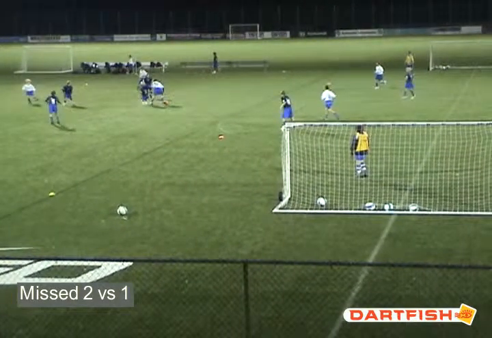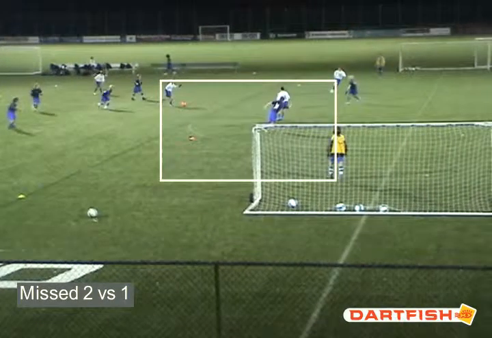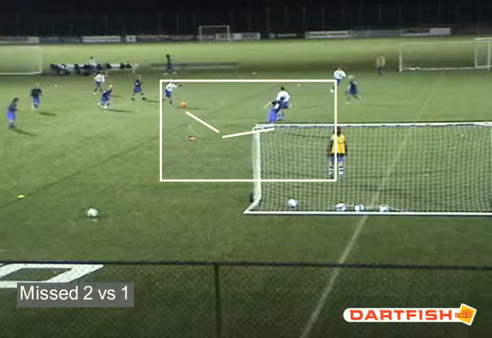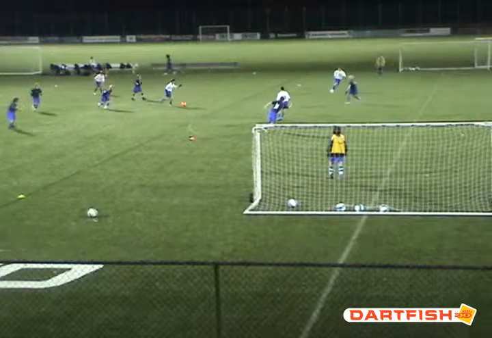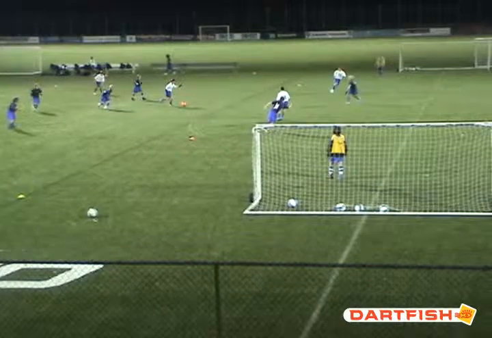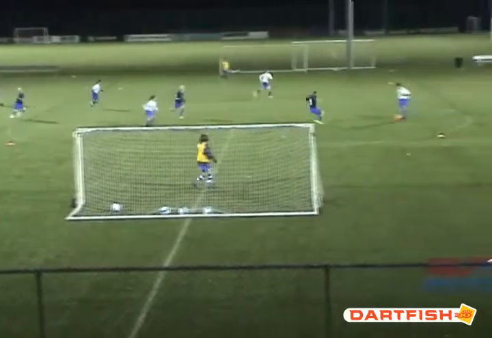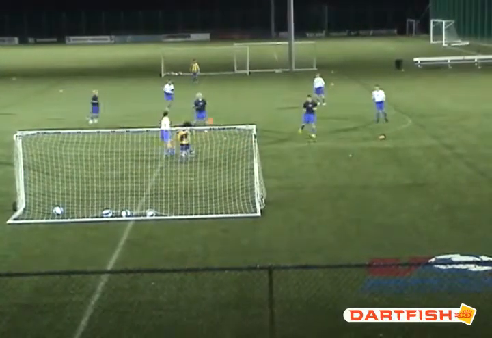Here again, we're going to have a missed 2 against 1 opportunity. If this attacker attacked the goal directly, this defender would have to come over and slide and honor that penetrating dribble, which would allow this attacker to try to run in behind. But because of lack of aggression to attack on this attacker's part, they missed that chance of a 2 versus 1, but in fact almost got one on the other side.